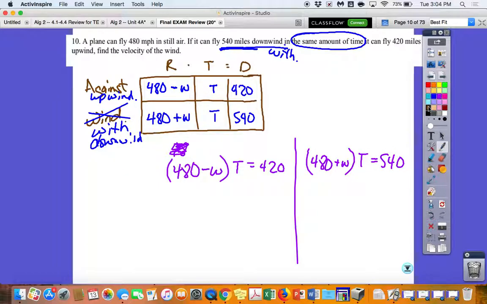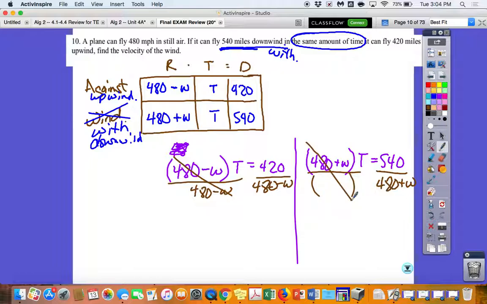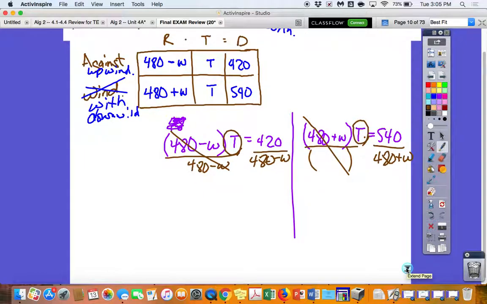Okay, they both have t's in them, right? Set them both equal to t. So divide this by 480 minus w. So this is 480 minus w. All right, so that goes out, and that's equal to t. Okay, over here, you're going to divide both sides by 480 plus w. So if you do that over here, they cancel out, and you got t. So this is equal to t, and this is equal to t. I'm just trying to make this a little bit faster. If they're both equal to t, can't you set them equal to each other? And it should work out just fine.